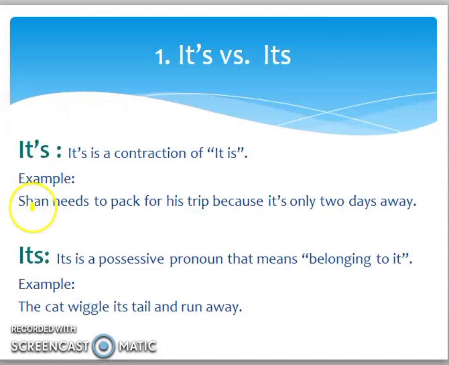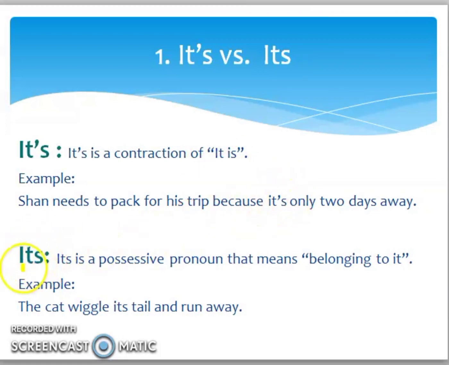Example: she needs to pack for the trip because it's only 2 days away, right? It's here comes with an apostrophe. What is the full form? It is. So here the full form is contracted with an apostrophe s.